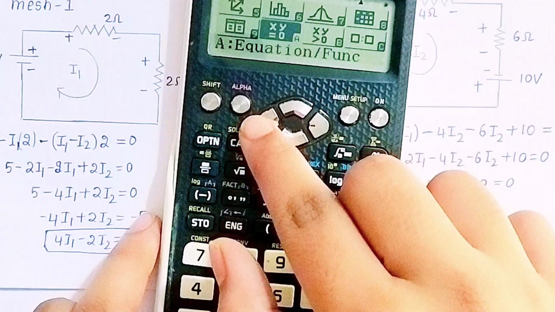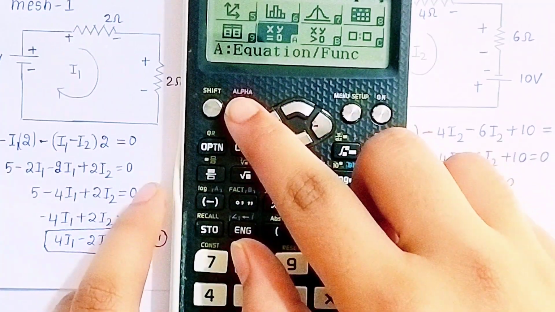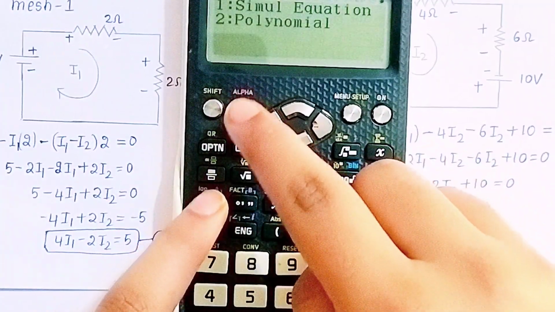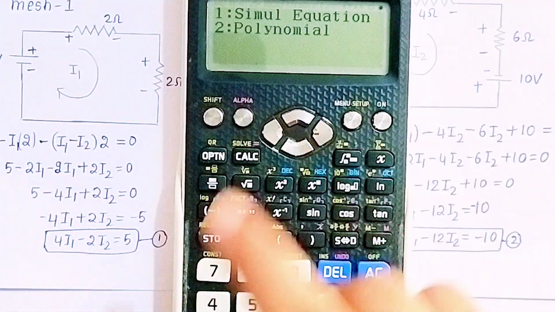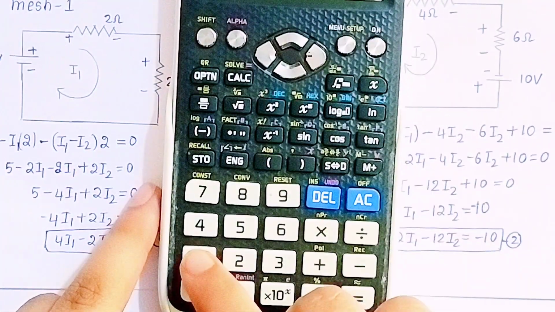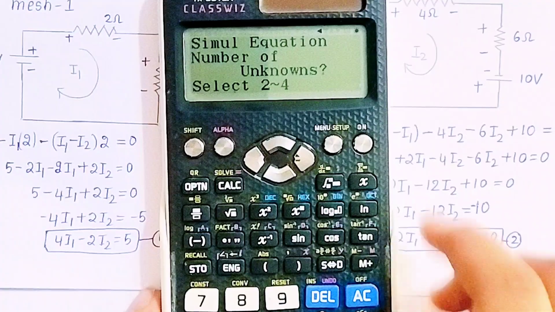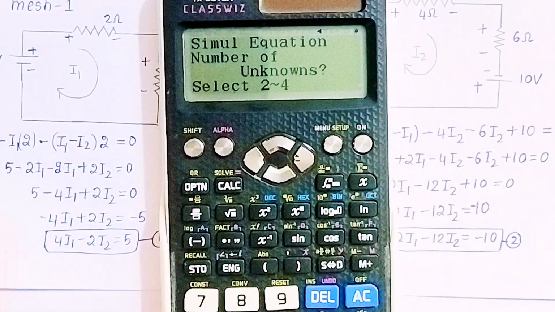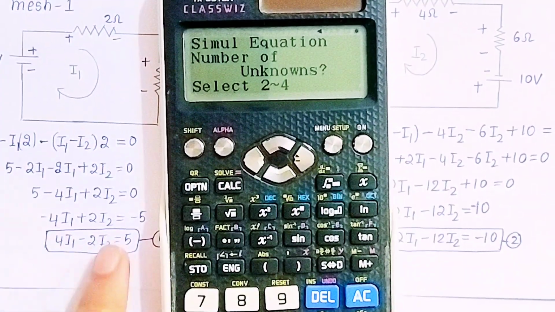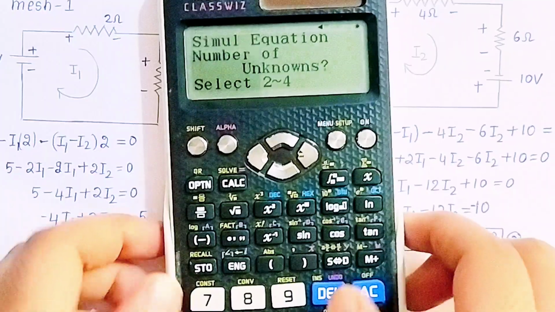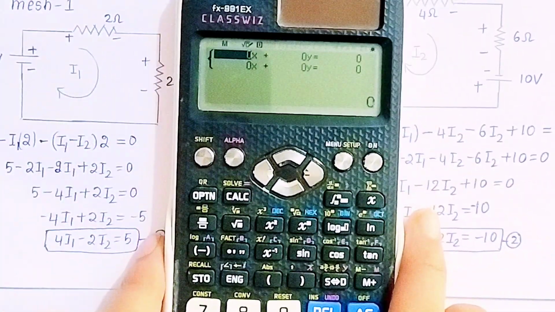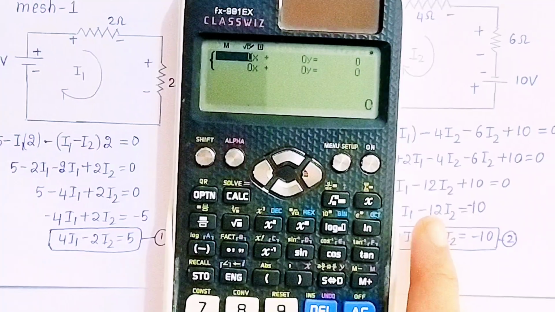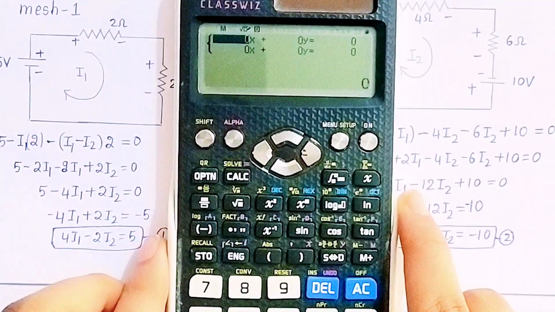So I'm gonna press the two keys together, so we'll get this thing. So 1 is for the simultaneous equation. Since we got the simultaneous equation, so we have to solve it in this way. And then we have two unknowns, that is I1 and I2, so we have to enter 2 in this calci. And now just simply substituting the values that we got, we get the equations.